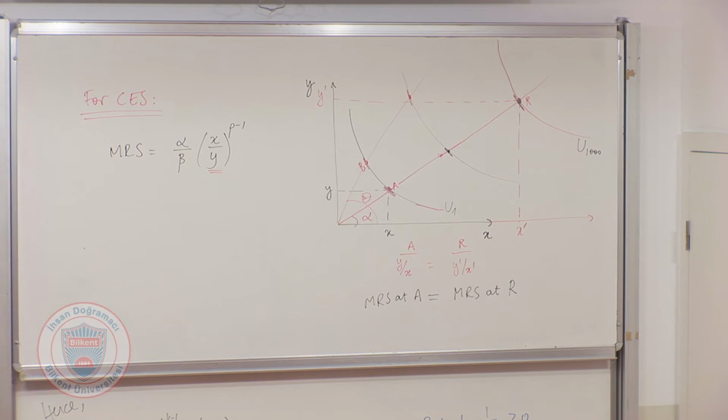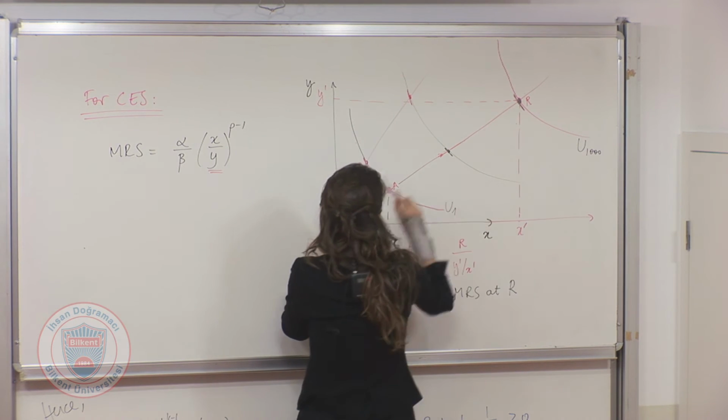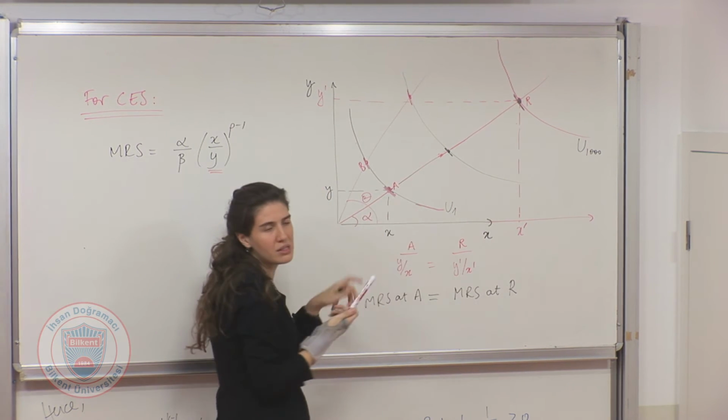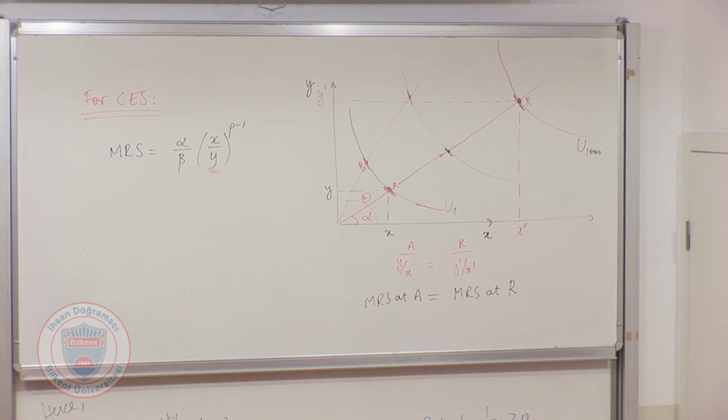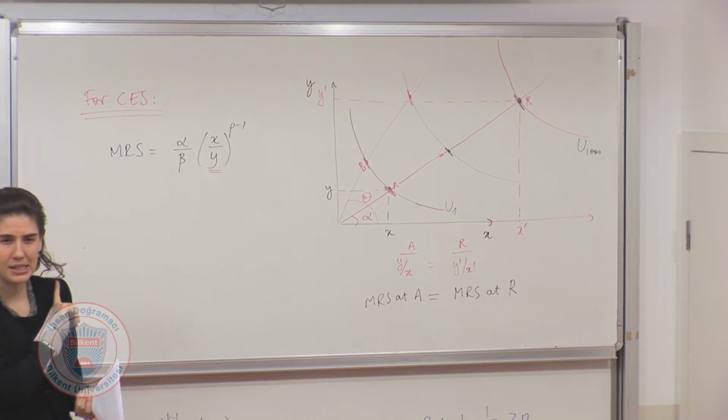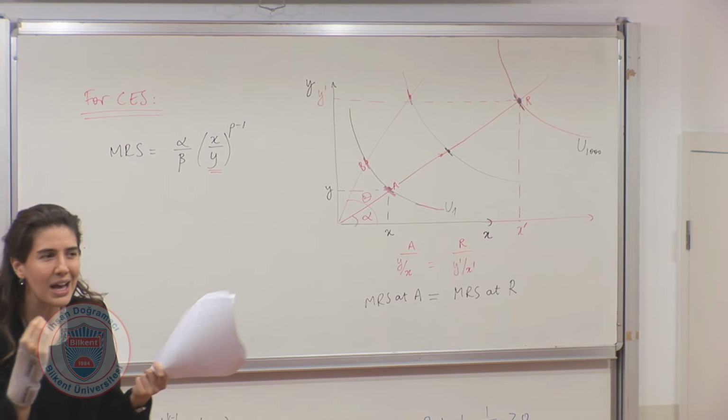That's why along this ray, all the MRSs are the same, okay? And along this ray, all the MRSs are the same, okay? So this is kind of how we would interpret what's going on. Let me give you another. Did you get this? Is it clear? Okay, so that is the link.